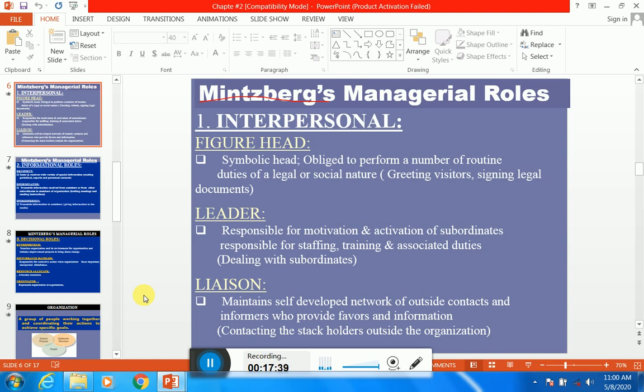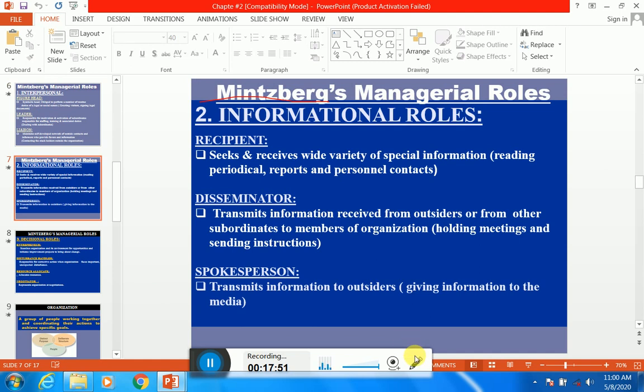All these roles, figurehead, leader and liaison, come under the major role, and that is the interpersonal relationship role, whose work is only and only bridging between or among the people. Now next we are going to study the next role, and that is known as Mintzberg's informational role. By the name it is clear: information means managers provide information, or they share or transfer a piece of information, simply stated.